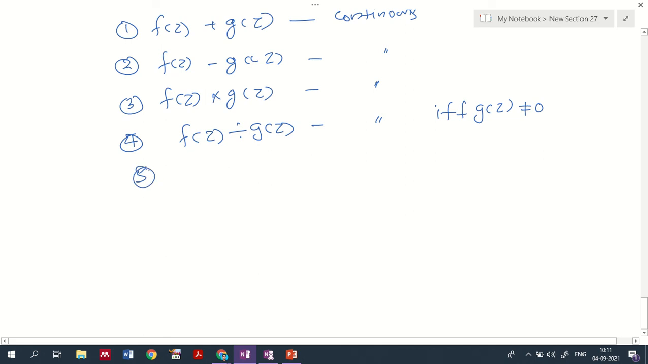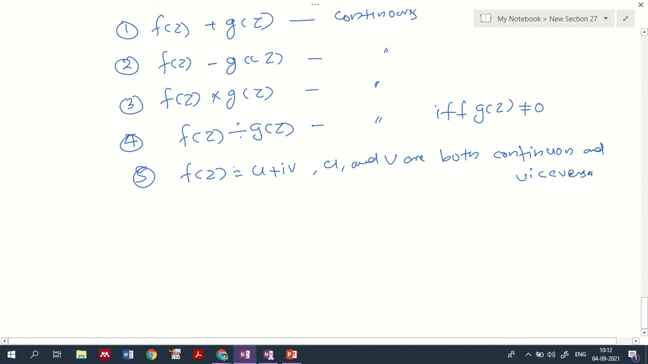And the fifth case: whenever you have f of z equal to u plus iv, and this is a continuous function, then u and v both will be continuous. And similarly, whenever u and v are continuous functions, then f of z will also be a continuous function.